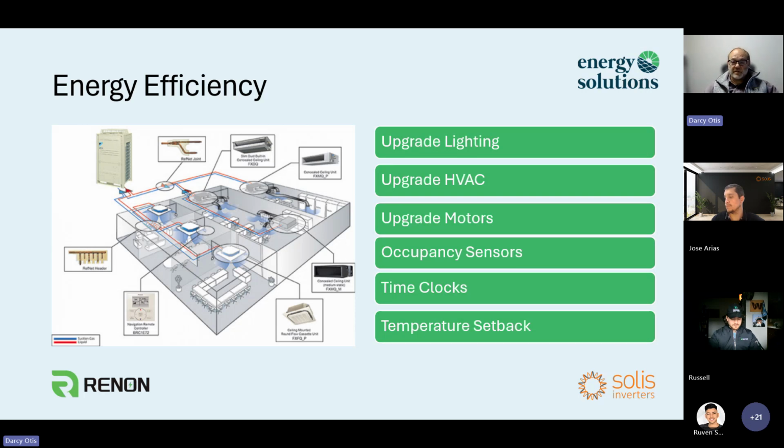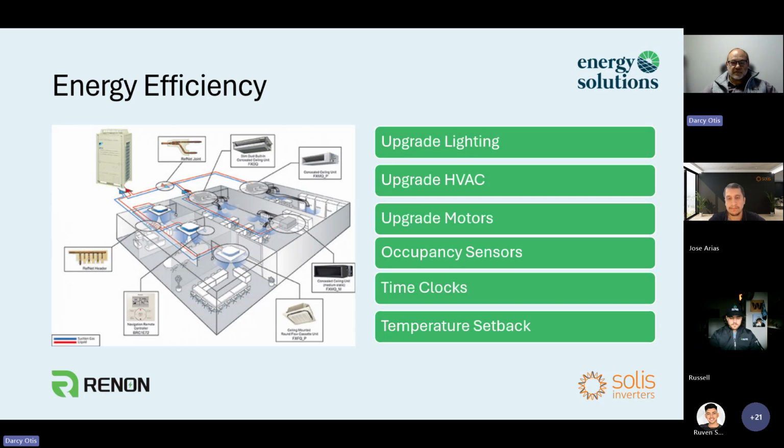You can upgrade HVAC systems. Newer equipment is much more efficient than technology that was put in 10, 20 years ago. So again, reducing your overall load and certainly reducing your peak. You can upgrade motors, more efficient motors. You can add in occupancy sensors, time clocks. You can do temperature setback. Sometimes temperature setback doesn't get a lot of publicity. It always gets talked about, but I don't know if anyone really understands the impact.